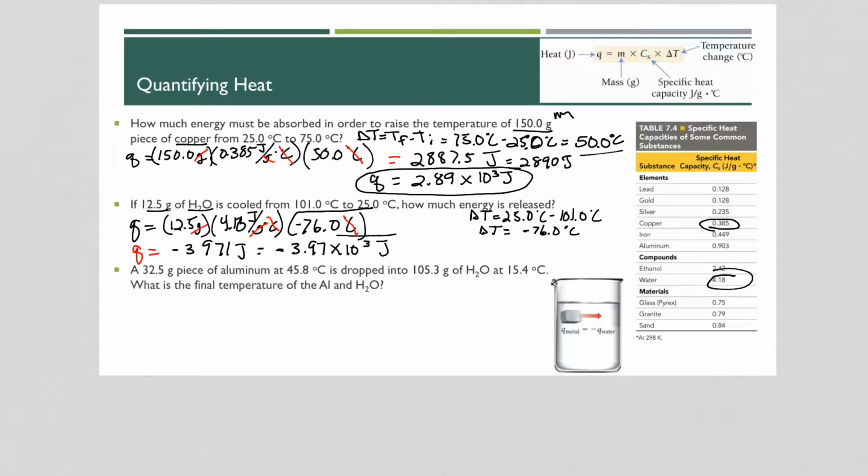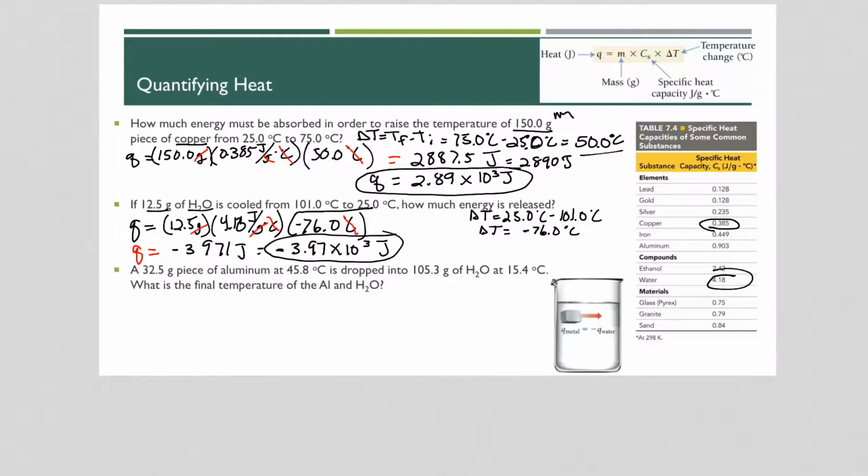So our Q equals negative 3.97 times 10 to the third joules. Again, indicating that in order for this water to cool down, it has to release, right? That's the negative sign. The system is losing, has to release 3,970 joules of energy in order for that temperature change to take place.